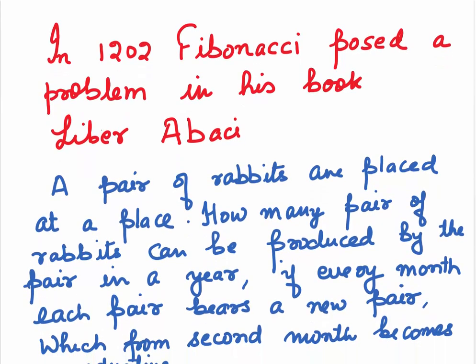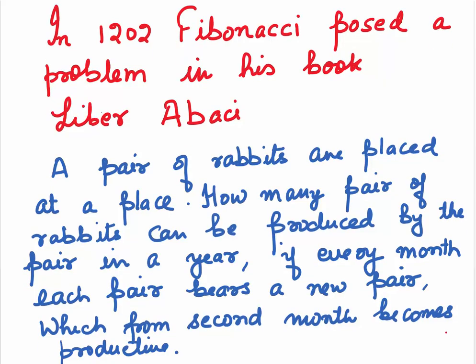In 1202, Fibonacci posed a problem in his Liber Abaci. The problem was like this: a pair of rabbits are placed at a place. How many pairs of rabbits can be produced by the pair in a year if every month each pair bears a new pair, which from the second month becomes productive?